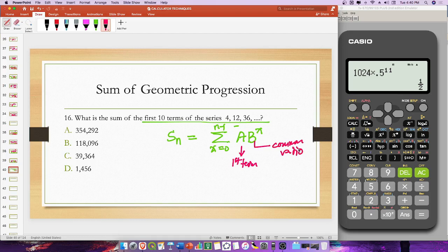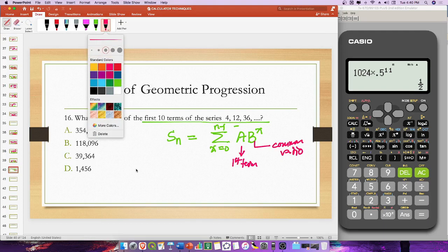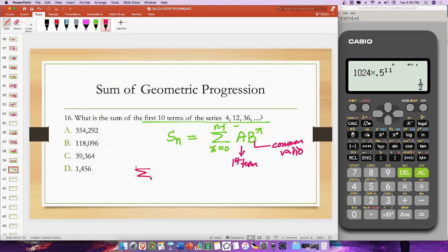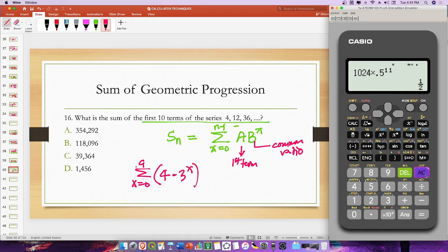Alright, now let's do this. So the sum goes from 0 to 9. Your first term is 4, and your common ratio is 12 divided by 4, that's 3, raised to x. So 4 times 3 raised to x. So I use that notation.